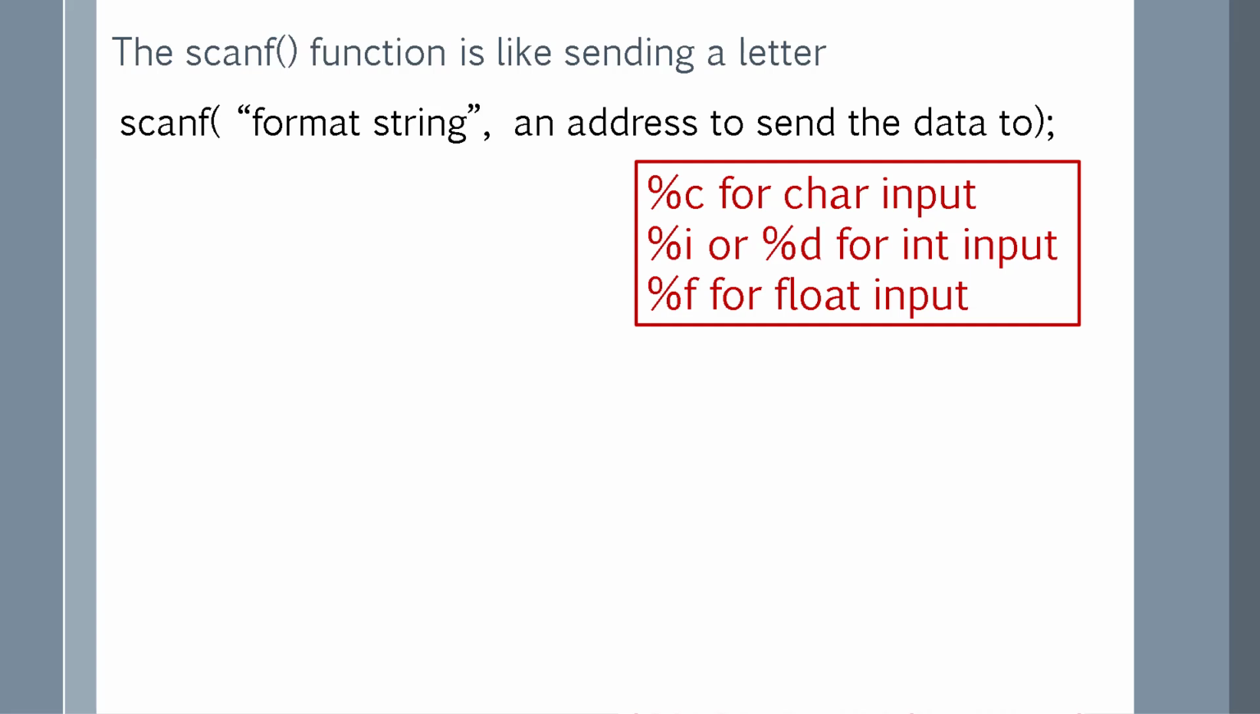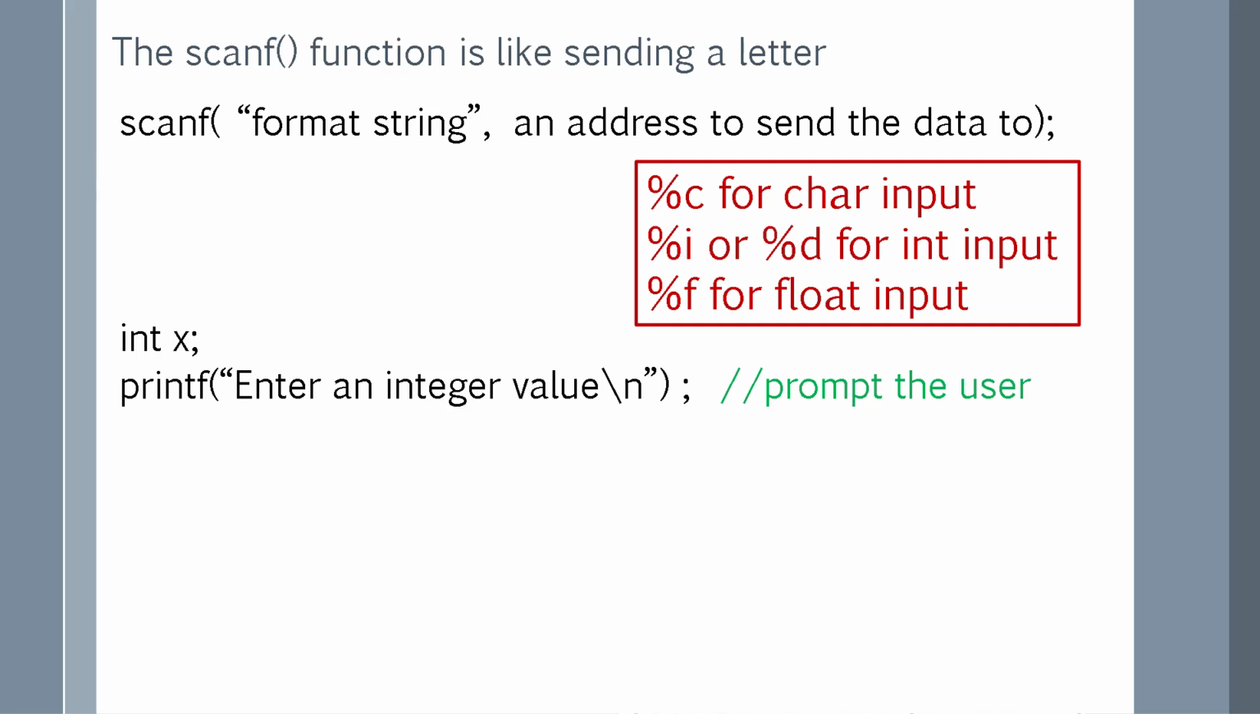So here's an example. I'll define an integer named x, then I'll prompt the user for the value for x. The scanf statement would look like this. The format string is showing that we're getting keyboard input for an integer, and the ampersand x means store this value at x's address.